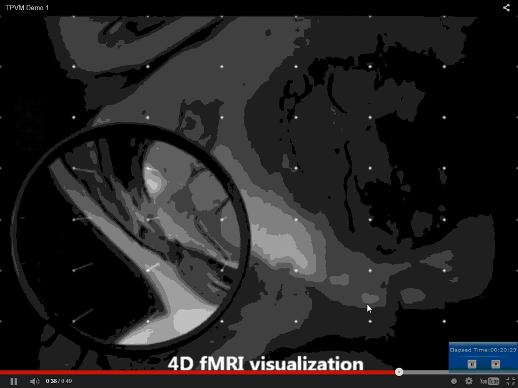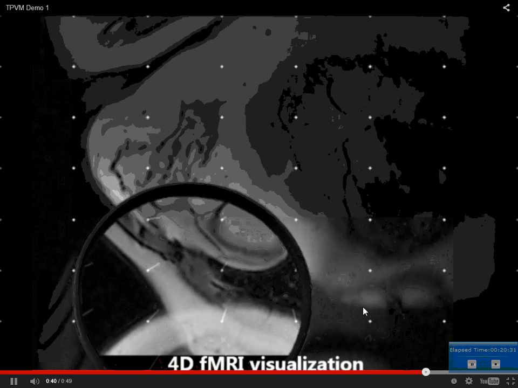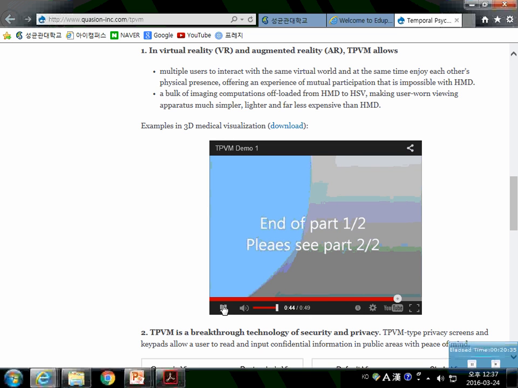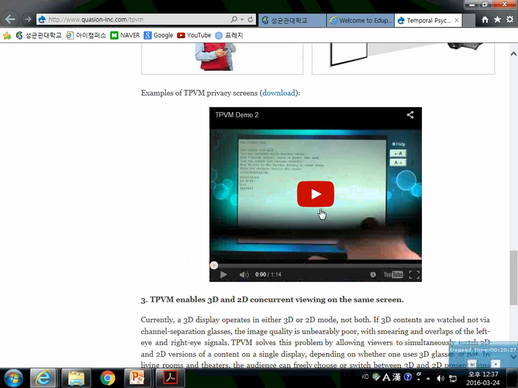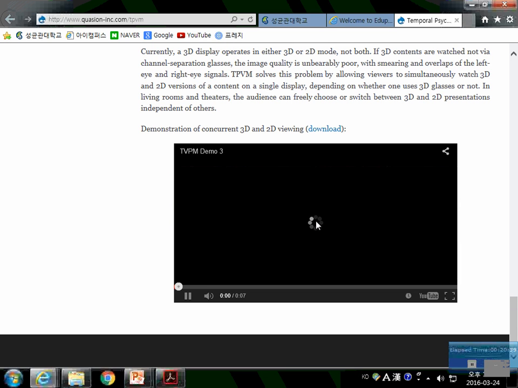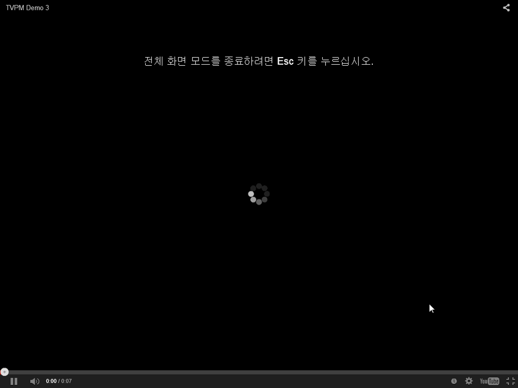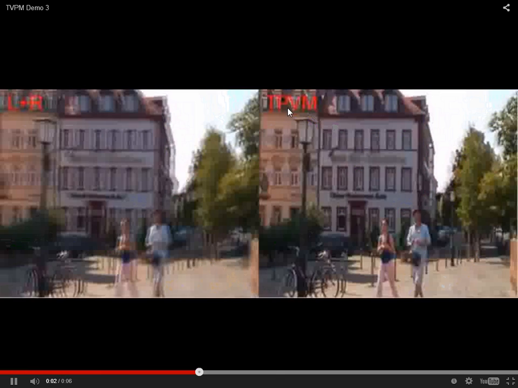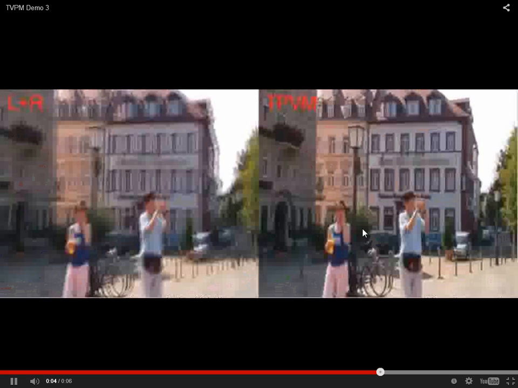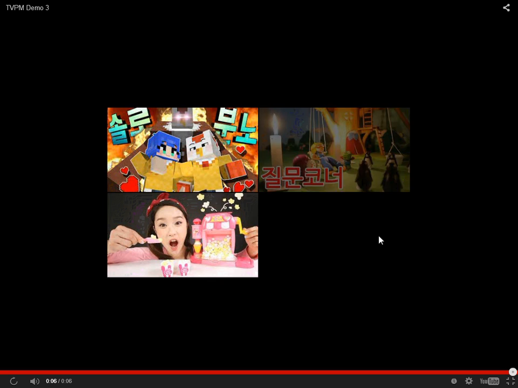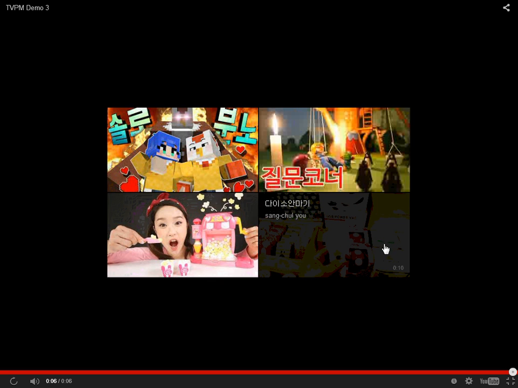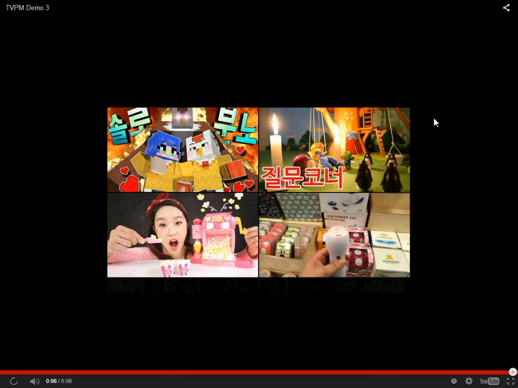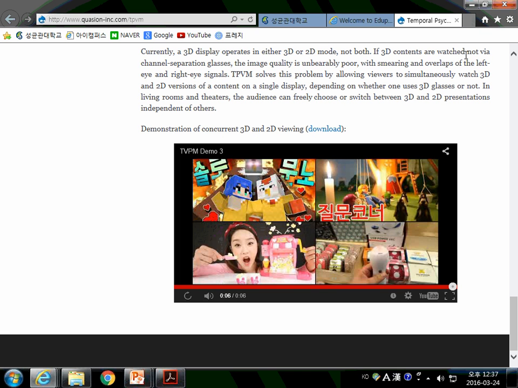This is medical imaging. This is 4D. And see this one here. If you use TPVM, then you can see the three-dimensional view even without glasses.